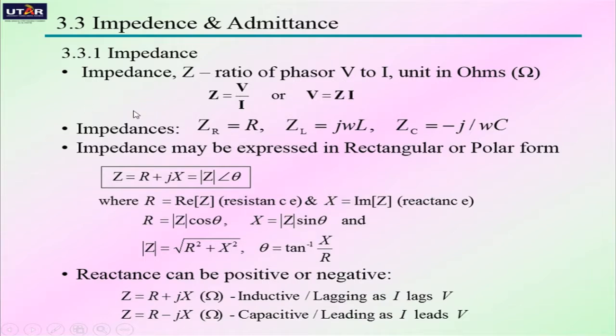So impedance is basically the voltage across an element divided by the current flowing through the element. It is given by the symbol Z, and the unit is ohm.